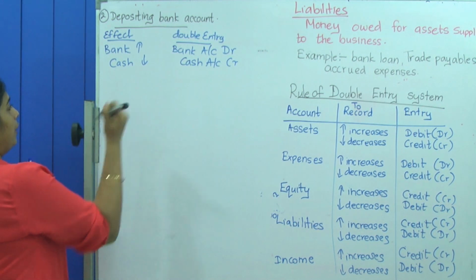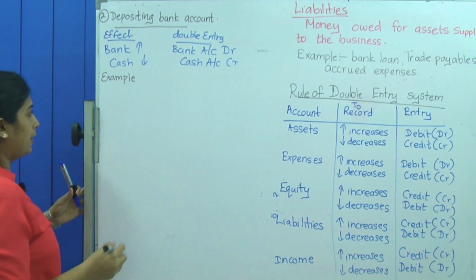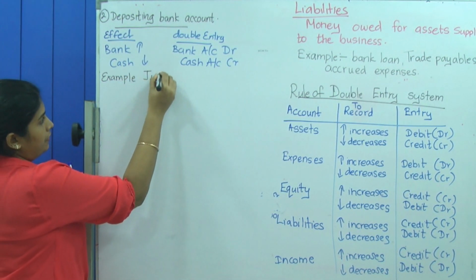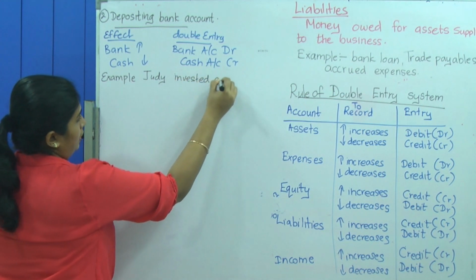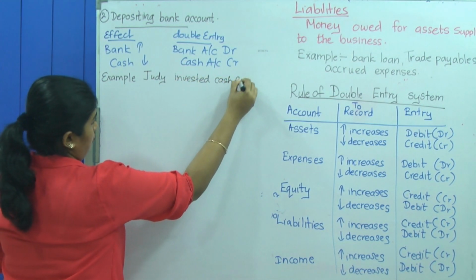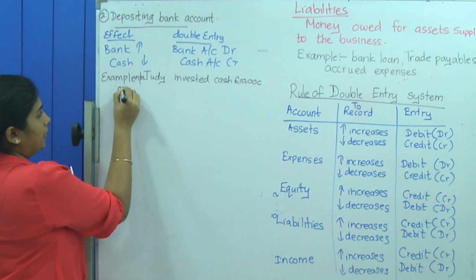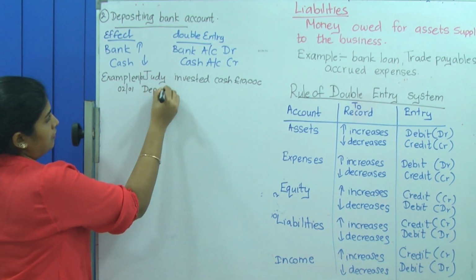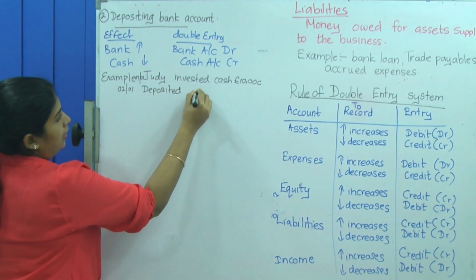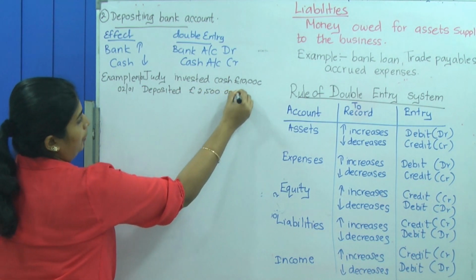Now we'll do an example. Same example where Judy invested cash 10,000 on 1st of January, and on the 2nd of January she decided to deposit 2,500 out of the 10,000 in a bank account.